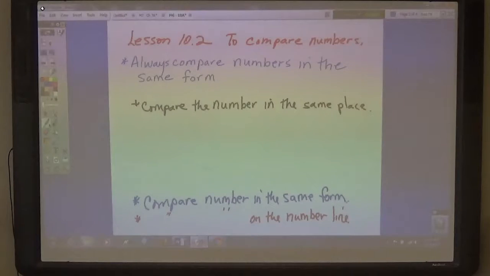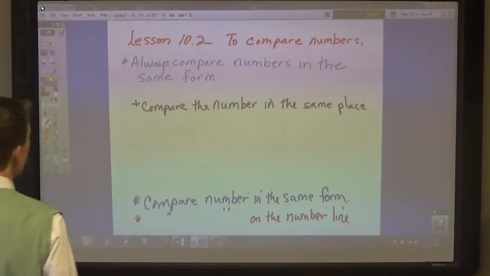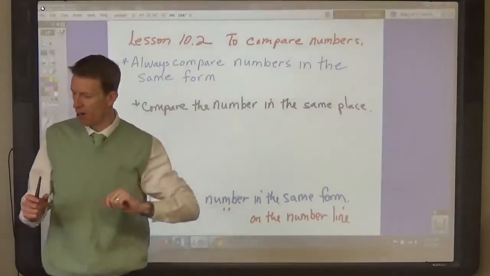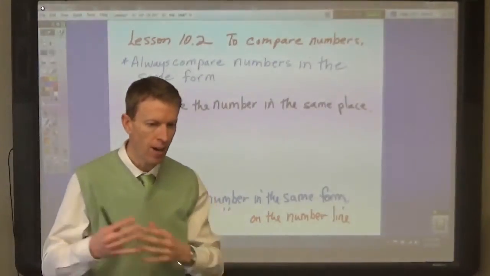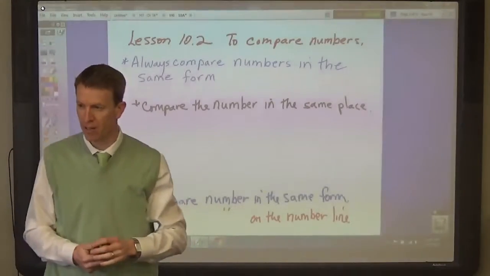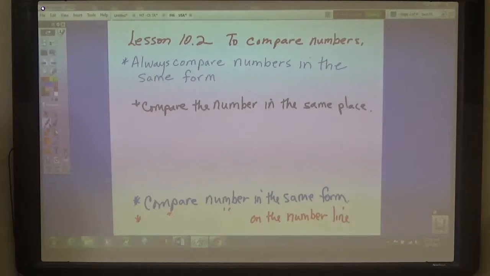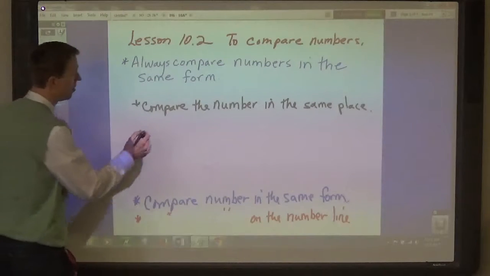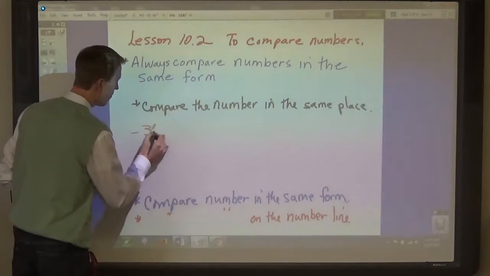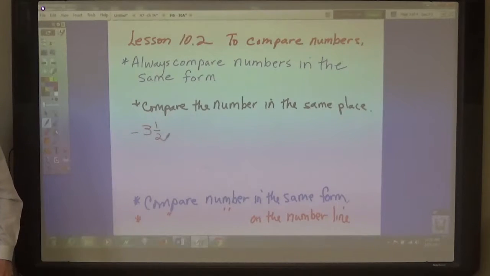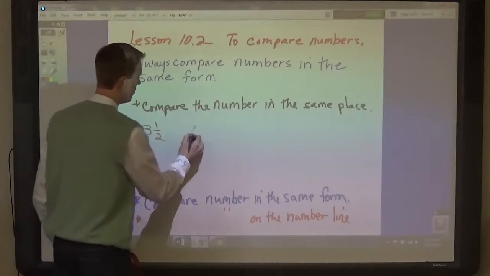In lesson 10.2, we're going to be comparing rational numbers. So numbers that are in decimal forms, in fraction forms, even in percent forms. All right. Let's start with a mixed number. In page 294, we have a mixed number. Negative 3 1/2 compared to negative 9 2/3.